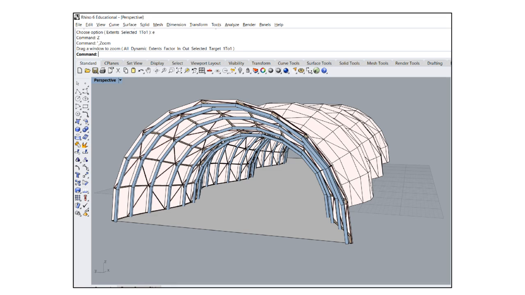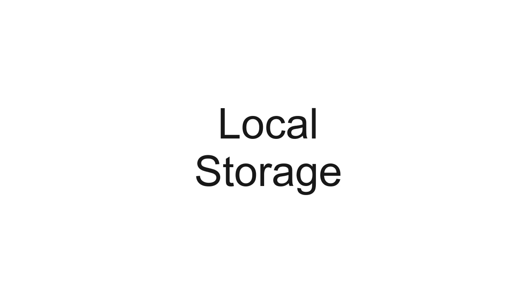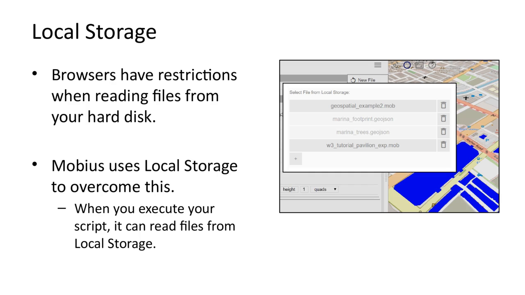In this video, we will look at importing and exporting two types of files, OBJ files and GeoJSON files. Local storage is a way of getting around some of the restrictions imposed by browsers. Local storage gives Mobius a way of saving and reading files on your hard disk.